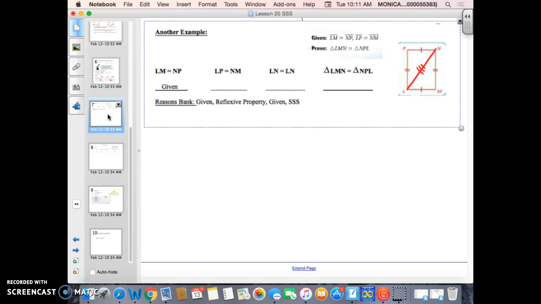But if I look, I'm given this information, and I'm trying to prove that these two triangles are congruent. And so the first thing I'm going to say is that LM is congruent to LP. That's given. Here's my reasons bank. This is my second given. Okay. This property right here, when the line or the angle overlaps itself, we call that the reflexive property.